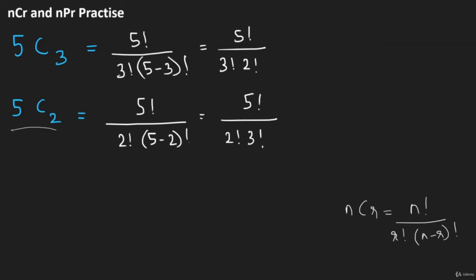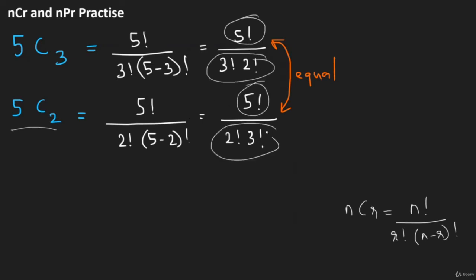All right. Now you will see that these two are one and the same, right? You have 5 factorial in the numerator and you have 3 factorial into 2 factorial in the denominator. So these two are one and the same. Therefore, we can conclude that 5C3 is equal to 5C2.